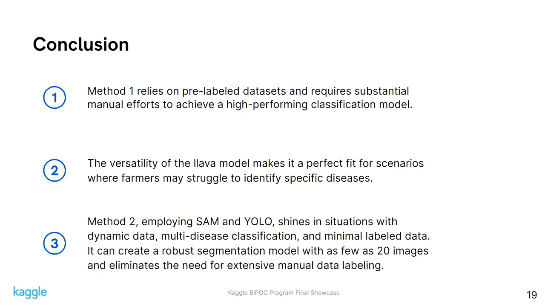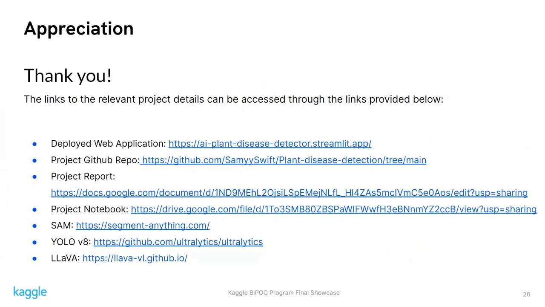In conclusion, method 1 relies on pre-labeled datasets and requires substantial manual effort to achieve a high-performing classification model. The versatility of the LLaVA model makes it a perfect fit for scenarios where farmers may struggle to identify specific diseases, and employing SAM and YOLO shines in situations with dynamic data, multi-disease classification, and minimal labeled data. And that brings me to the end of my presentation.